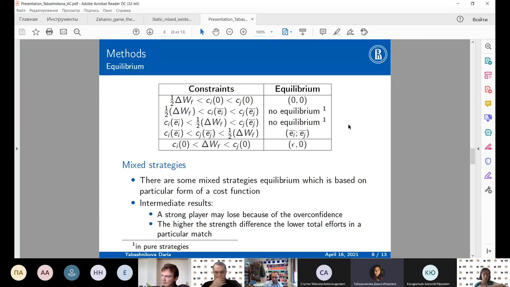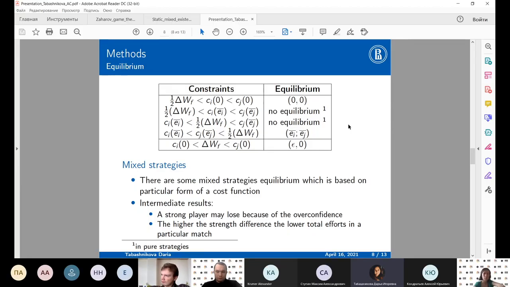The main result which we get from mixed strategies is that it depends on the parameters of the model, and also a strong player may lose because of overconfidence when he meets a weak player. He just wants to put in lower effort because he is confident in his strength, but the weak player decides to put the maximum effort into this match, and in this case the strong player may lose because of this overconfidence.